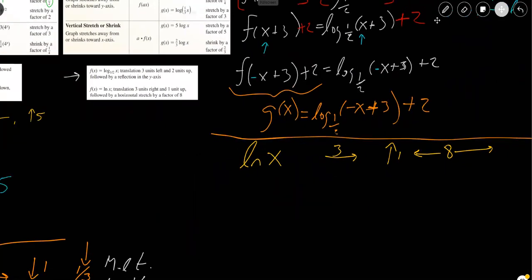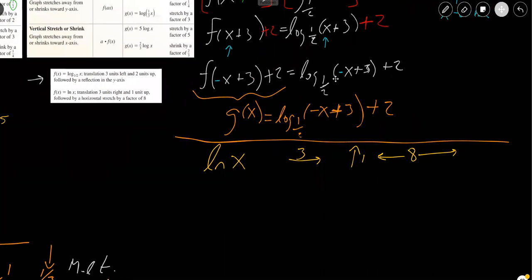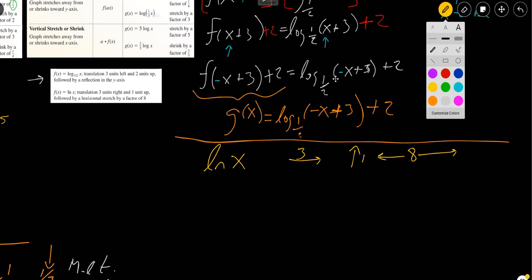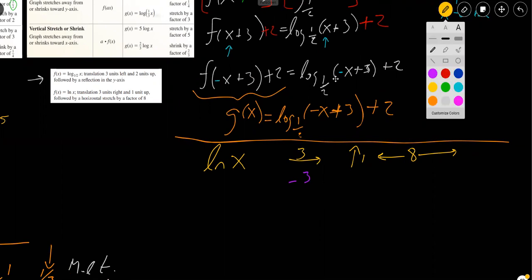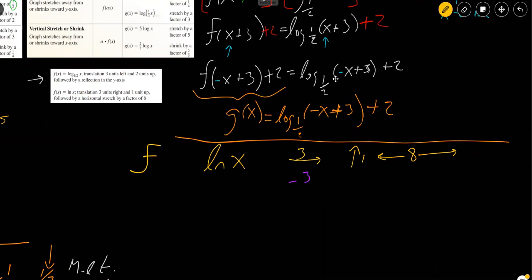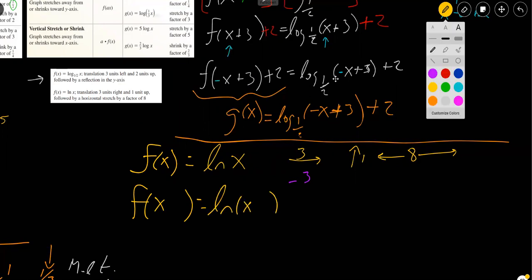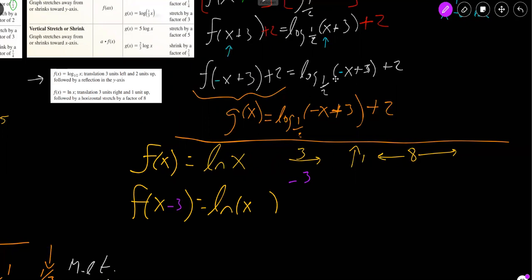So again, we're going to start with our function, f of x equals natural log of x. First thing I'm doing is adding 3 to the right, which means I'm just doing a -3 on my x value. Oh, and this should have been f of x. So it's going to be f of x minus 3 is equal to the natural log of x minus 3. Step 1, done.